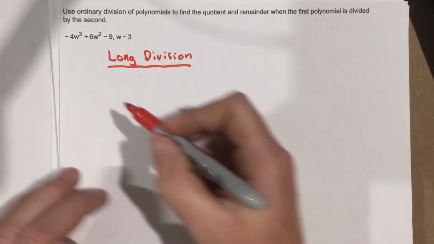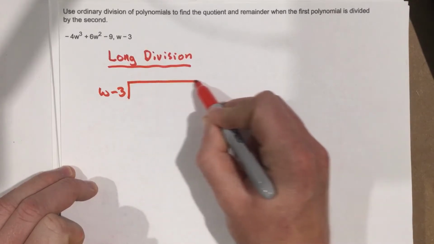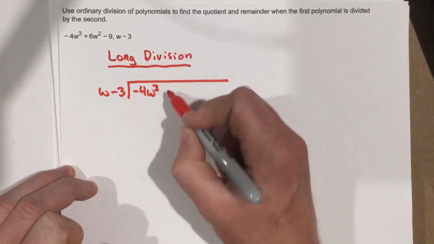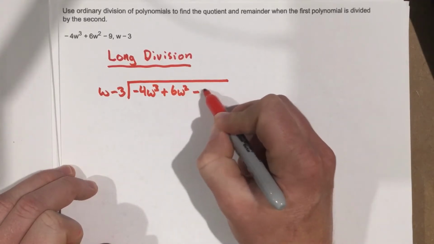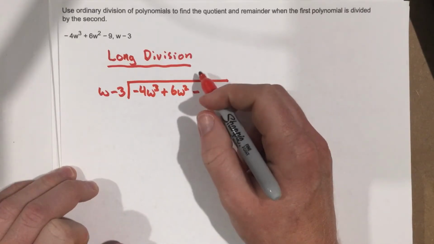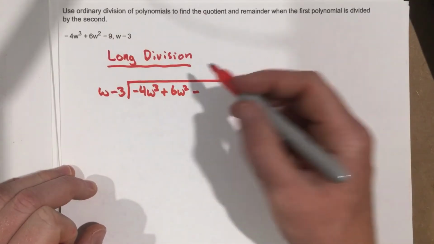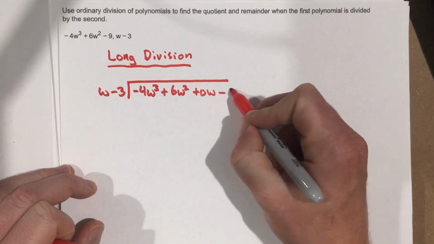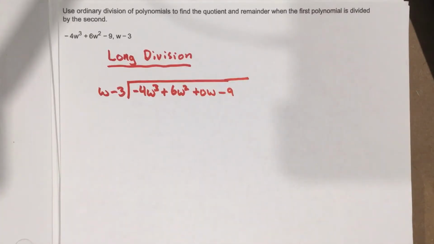So let's set it up by saying w minus 3. We have negative 4w cubed plus 6w squared minus, well, we better put in this there. You don't have to, but because it jumps from w squared to our constant, we're really skipping. We'll say plus 0w, then minus 9. I kind of like to throw those in there. It's important most of the time.